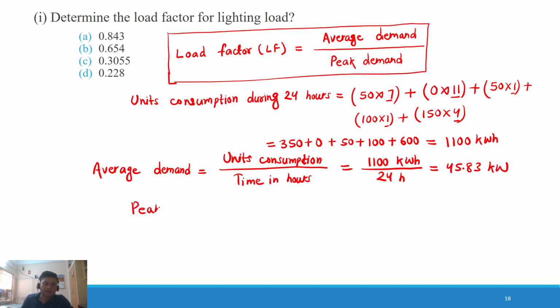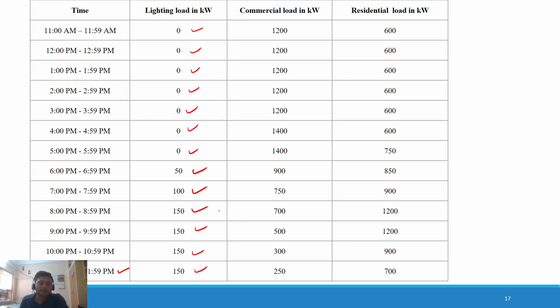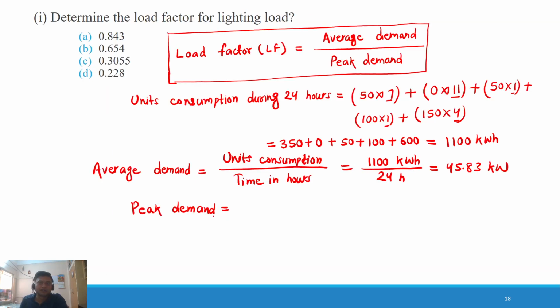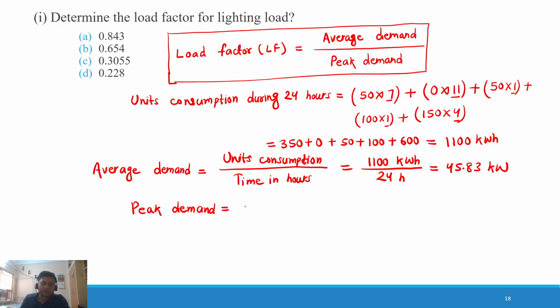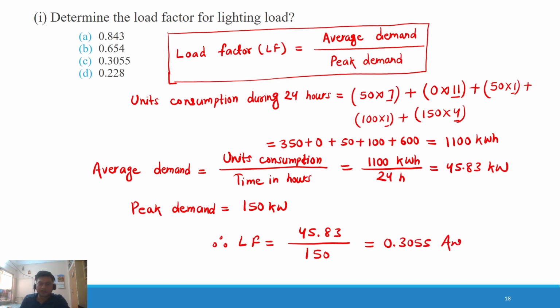Next we have to find the peak demand for lighting load. We can see in the table it is 150 kilowatt. Therefore we can find the load factor, that is average demand 45.83 divided by 150. So it will give you 0.3055 as the answer. So option C is correct.